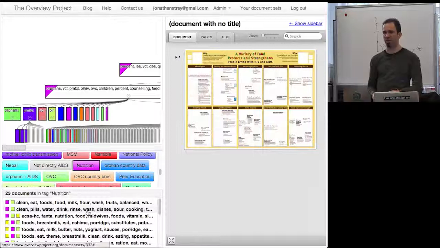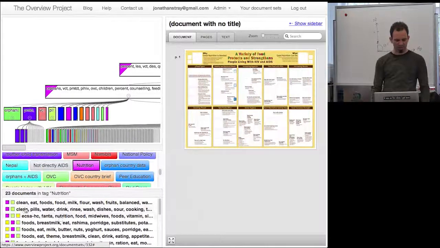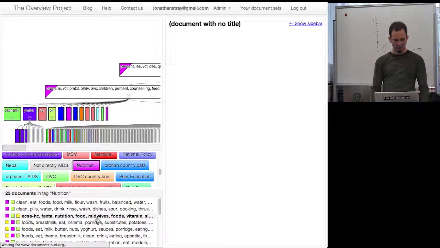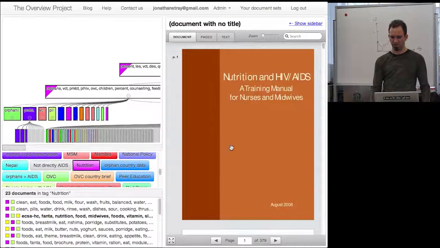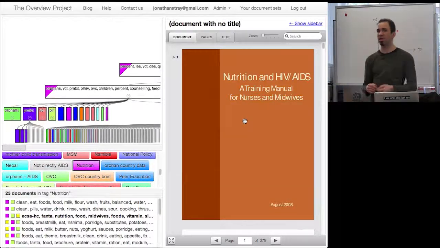The point of having the tagging and the clustering is that the clusters that the computer builds are not necessarily the same as the categories that are interesting for the story. And also, there might be a lot of overlap, right? So if I take this document here, this is about nutrition. There you go, training manual for nurses and midwives. It's about nutrition and children and training. So I can apply multiple tags to each document.